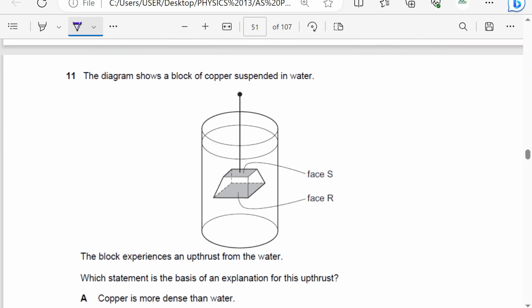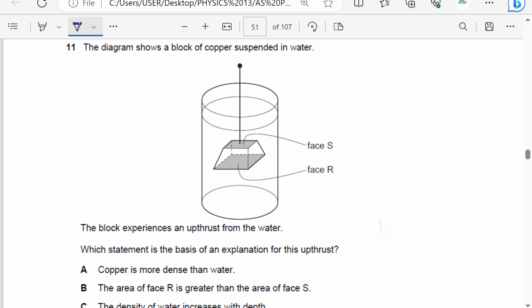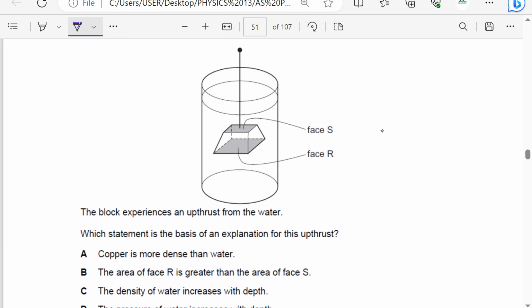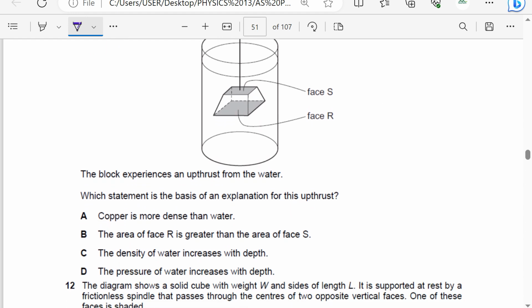The diagram shows a block of copper suspended in water. The block experiences an upthrust from the water. Which statement is the basis of an explanation for this upthrust?